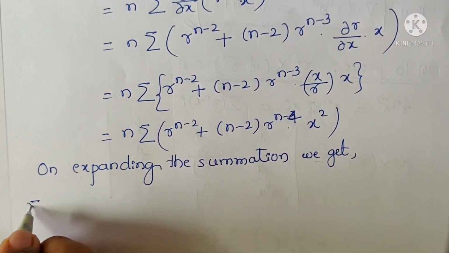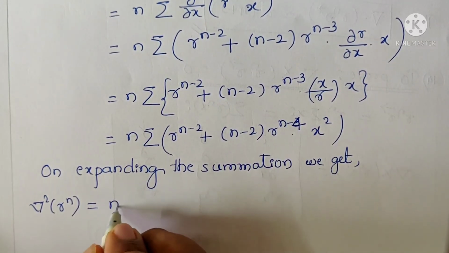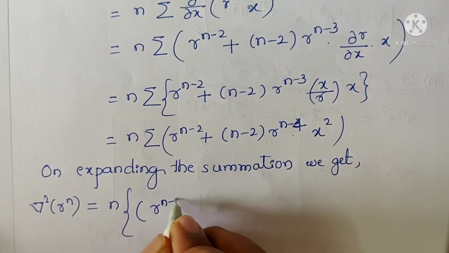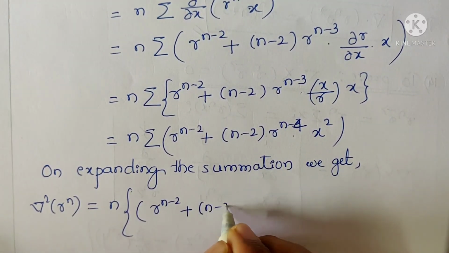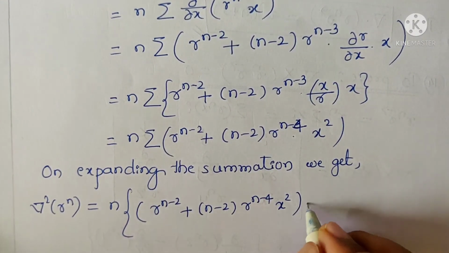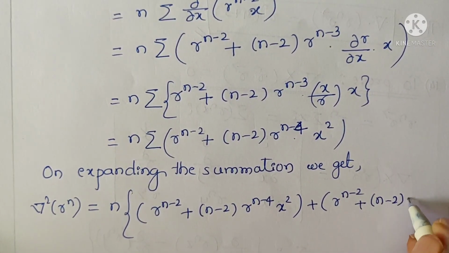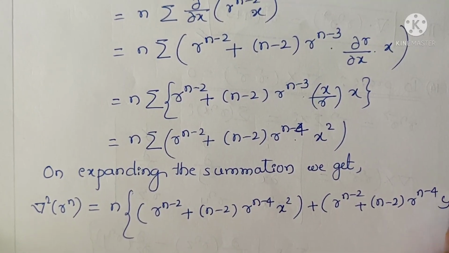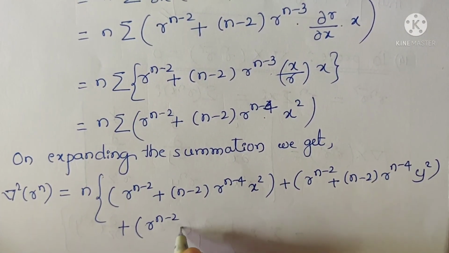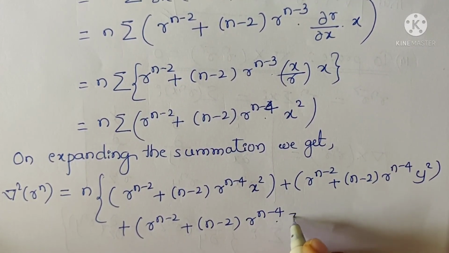So on expanding the summation, we get del square r raised to n is equal to n into r raised to n minus 2 plus n minus 2 r raised to n minus 4 x square, plus r raised to n minus 2 plus n minus 2 r raised to n minus 4 y square, plus r raised to n minus 2 plus n minus 2 r raised to n minus 4 z square.